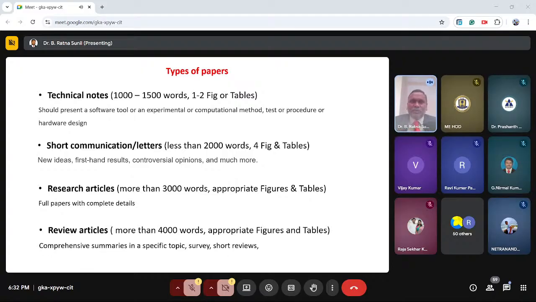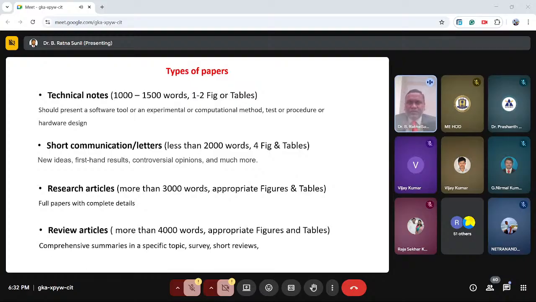So quickly I will show here the types of papers, the different research papers. We start with technical notes, from smaller to the huge view. When it comes to technical notes, it starts with the presentation of a small software tool, or some small outcome of experimental work, or some computational method, or some procedure, or some hardware design. So it is limited to a few words, 1000 to 1500 words. We cannot say pages because some people keep 1.5 line spacing and some keep 1 line spacing. So usually we define it with the number of words.